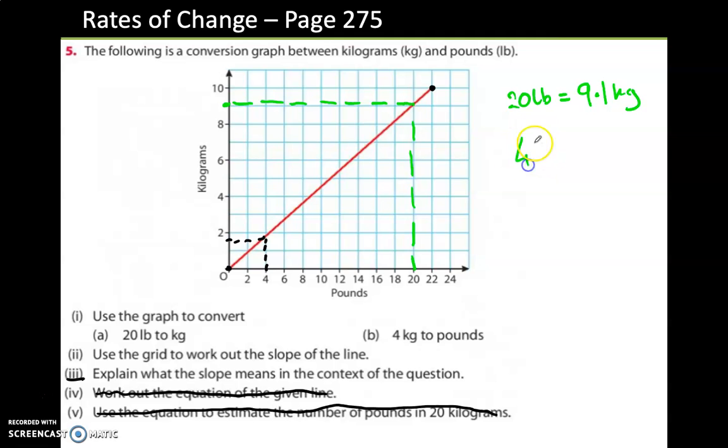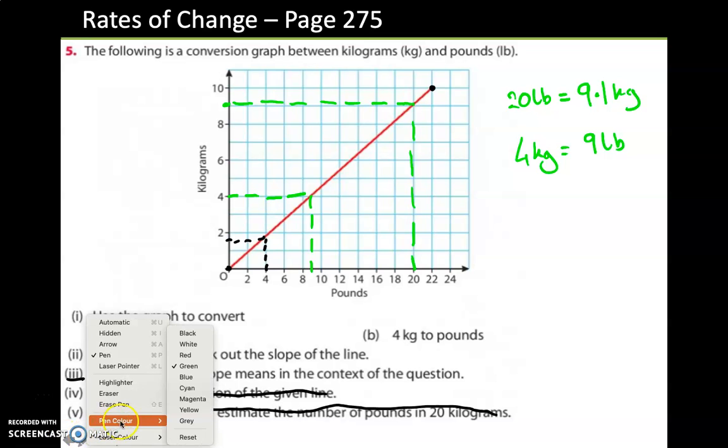And then for the 4 kilograms, what does this equal? We're going to go to our 4 kilos on the left now, bring it across. It kind of hits halfway between the two blue lines. Bring it down to there. It's in between 8 and 10, so I'm going to say 9 pounds. So 4 kilos is equal to 9 pounds. Now, use the grid to work out the slope of the line.